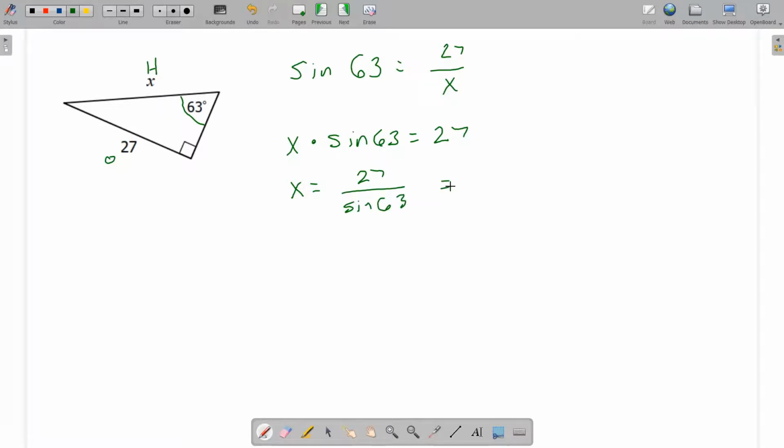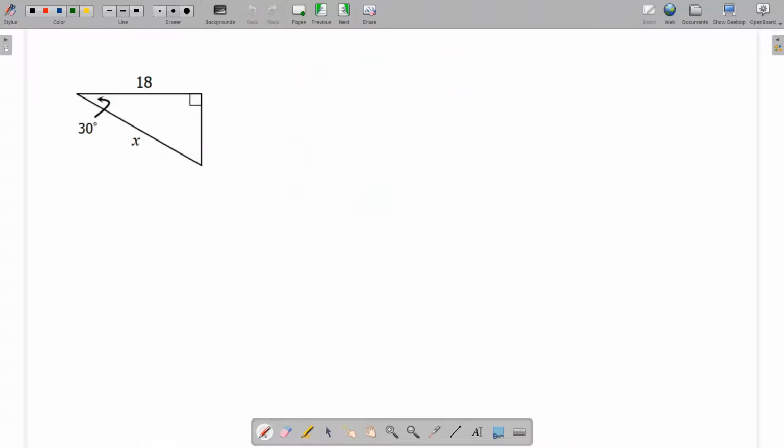Okay, and we can type that into our calculator again. 27 divided by sine of 63 is going to give us 30.3. All right, one last one. Here's our theta. We've got the adjacent, the hypotenuse, so that's going to tell us that we're using cosine. So cosine of 30 degrees is equal to 18 over x.